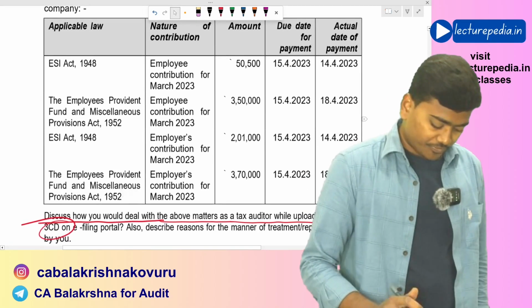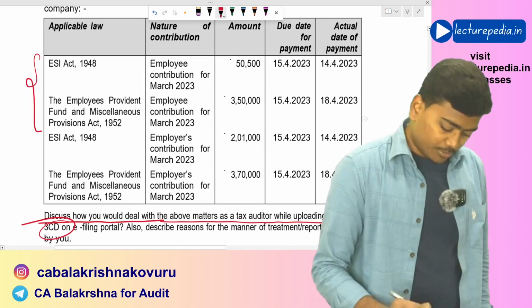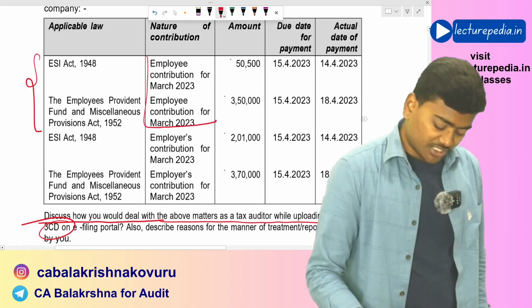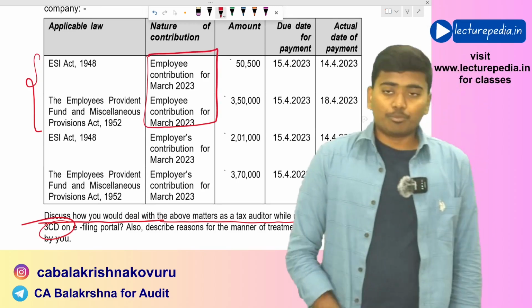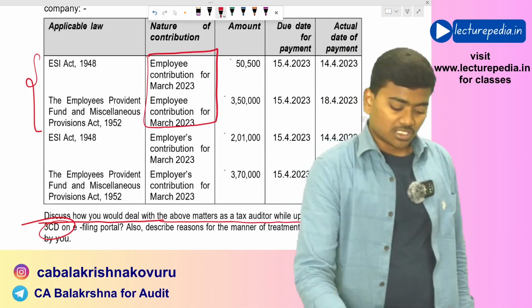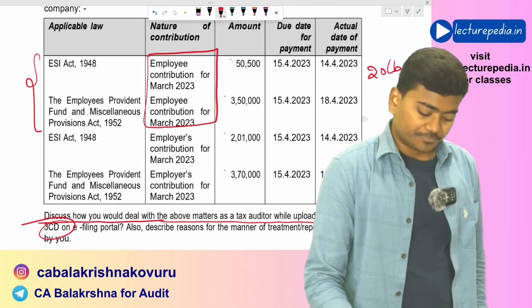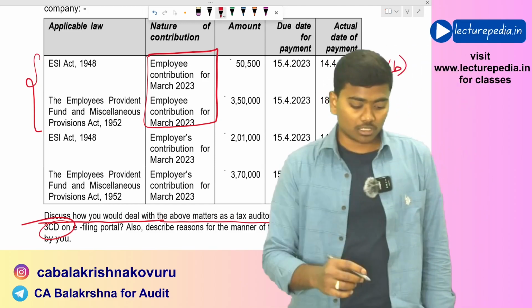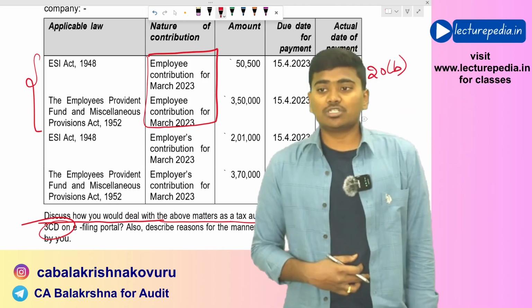First of all, ESI and PF, these are employee share. Now the employee share you need to disclose in clause 20b. Sorry, yeah, in clause 20b you need to disclose.